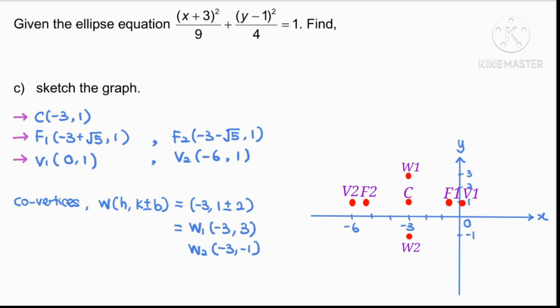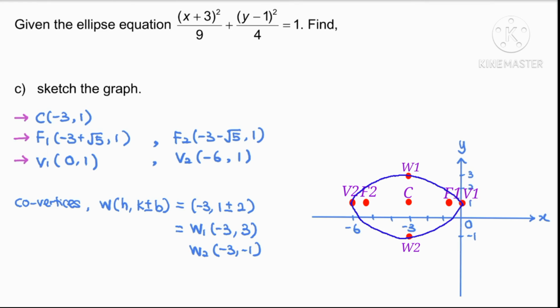We are done with plotting all the points. Now let us sketch the ellipse, connecting the vertices and the co-vertices of the ellipse. We are done. So here is the ellipse.